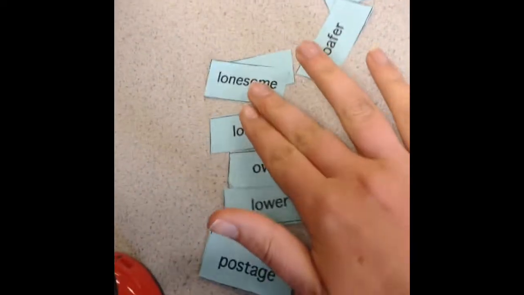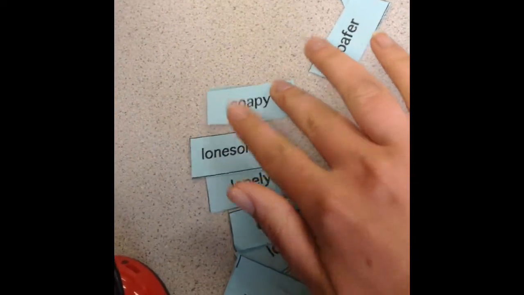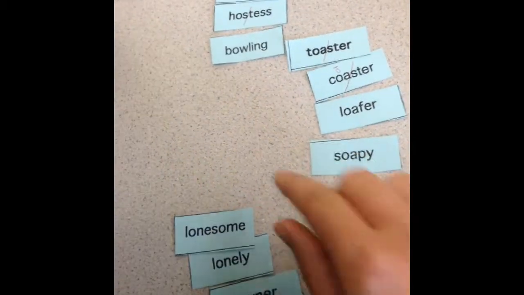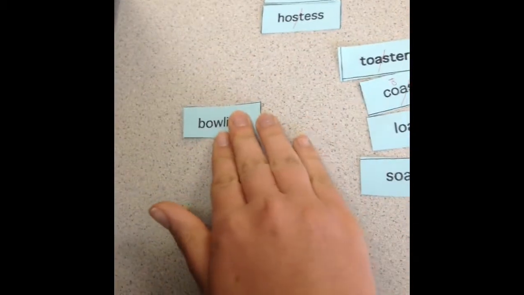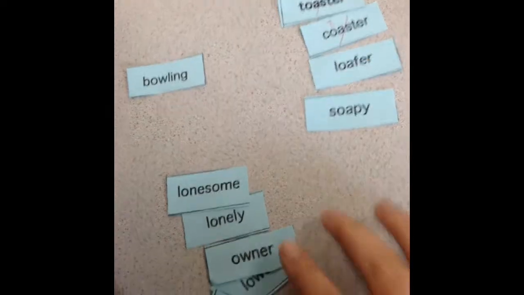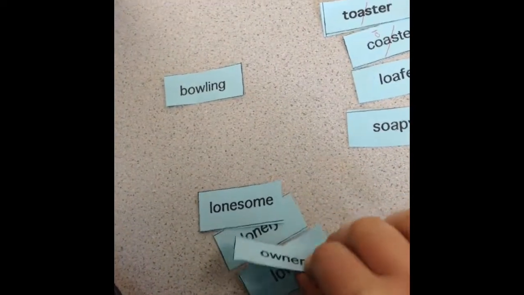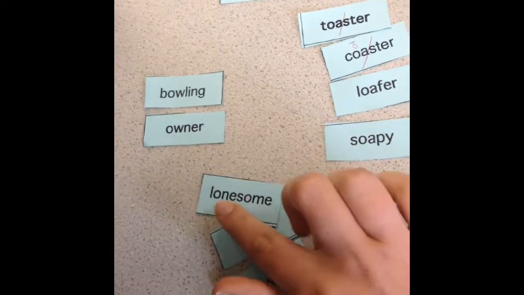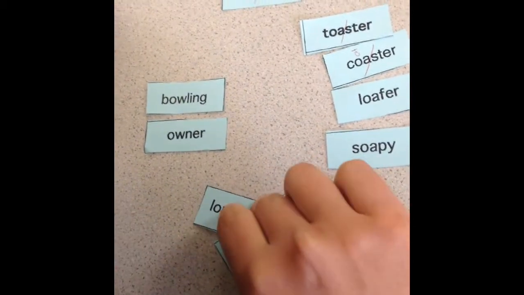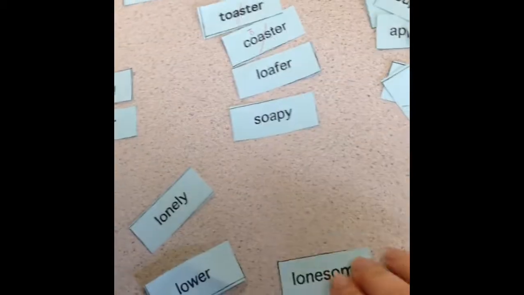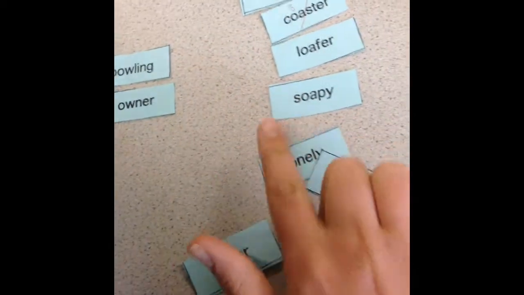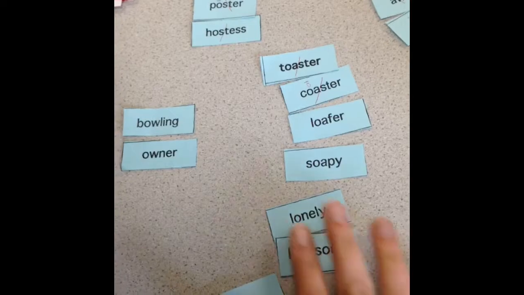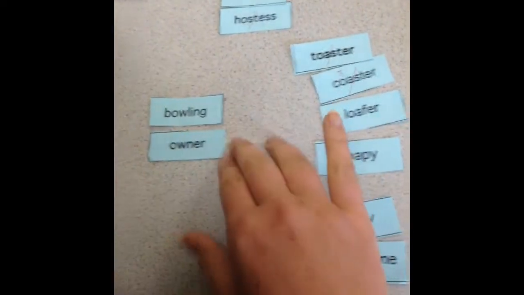And soapy. Okay. And I see an OW pattern that happens a few times. So I might start a category there. And then I know that we have the vowel, consonant, and an E to make the long vowel sound. So that's a category.